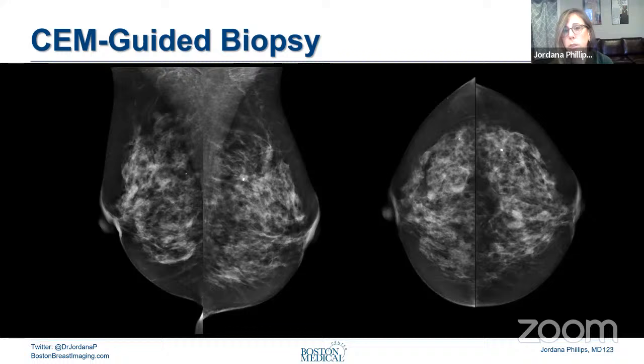Overall, the wonderful thing is that CM-guided core biopsy is now available. You can get it. It's amazing. I'll show you an example of how that's used. I know we're running out of time. So this was a patient who had a recombined only finding. Let me show you this.